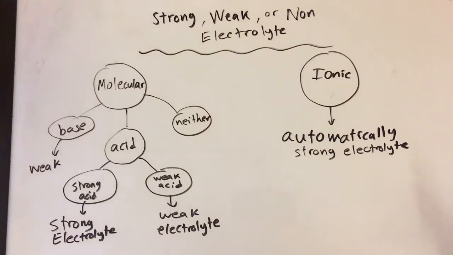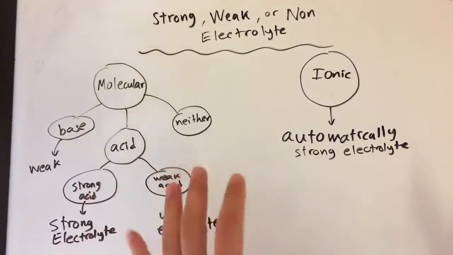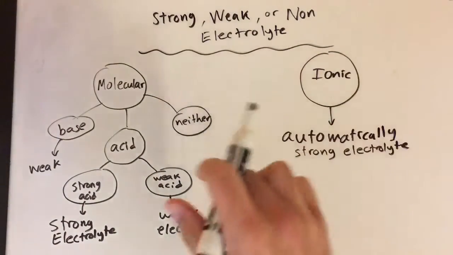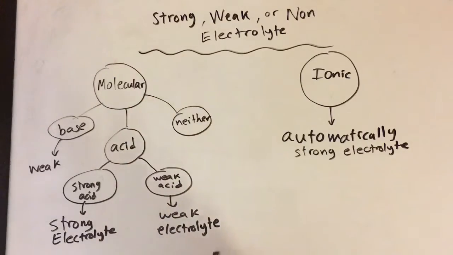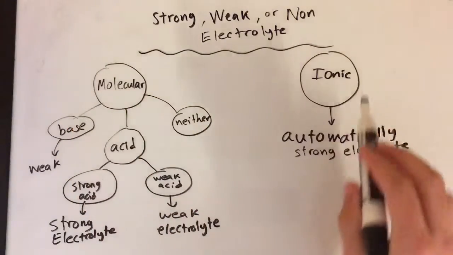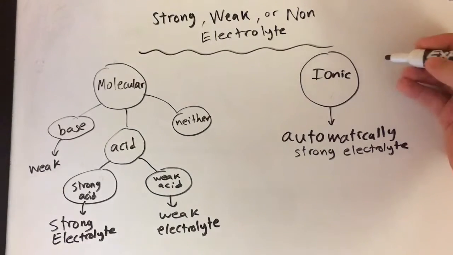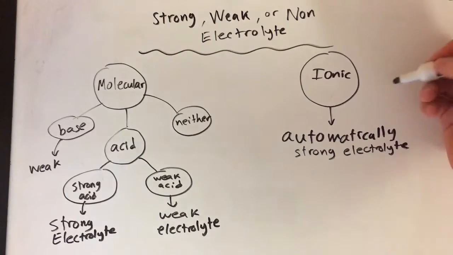Alright, so in this video I'm going to show you how to determine if a compound is a strong, weak, or a non-electrolyte. So first, you have to determine whether that compound is an ionic compound or a molecular compound. So it has to be one of these two. Now just to remind you, an ionic compound is when you have a nonmetal paired with a metal.